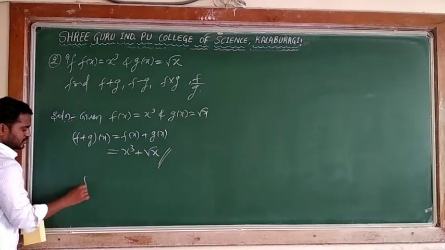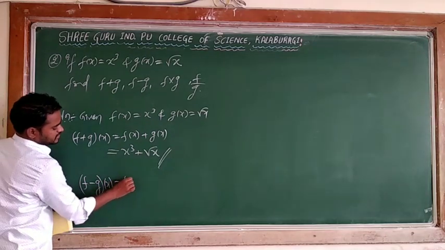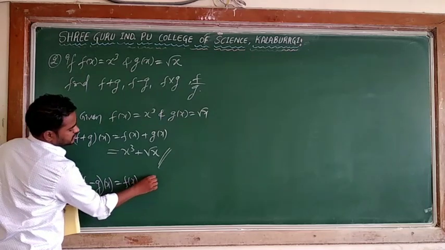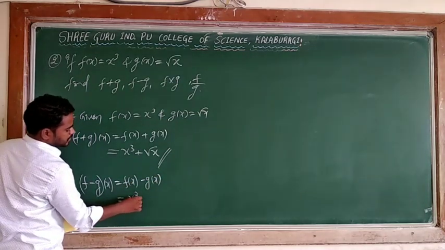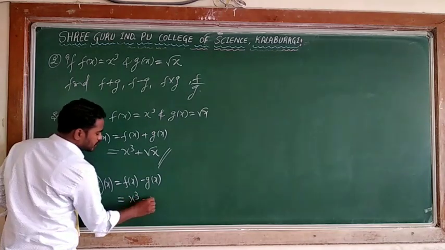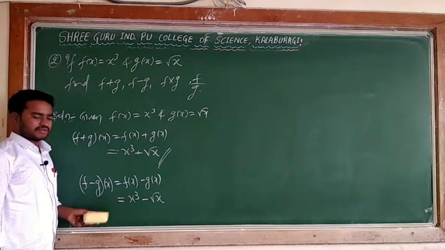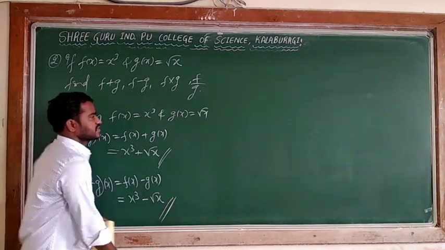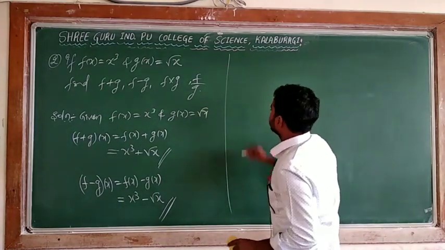Next one, f minus g of x. f of x minus g of x. What is f of x? x cube minus g of x is root x. So it is not necessary to take common. This you can keep as it is. It's a difference. Very simple. Nothing is here. These are very simple things.